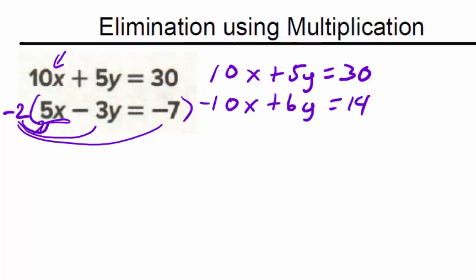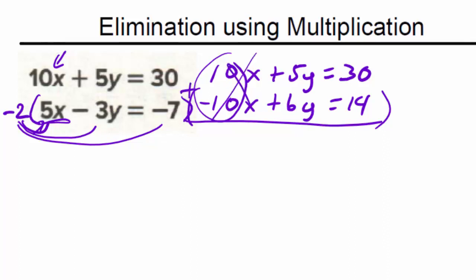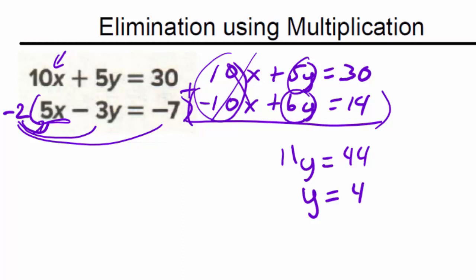And now, because these have opposite signs, all I have to do is add these two together. The x's will cancel out, and I have 5y plus 6y, which is going to give me 11y. And then on the right-hand side, I have 30 plus 14. That's going to give me 44. And if I divide both sides by 11, you can see that y is going to equal 4. So half of our solution here is 4 for the y value.